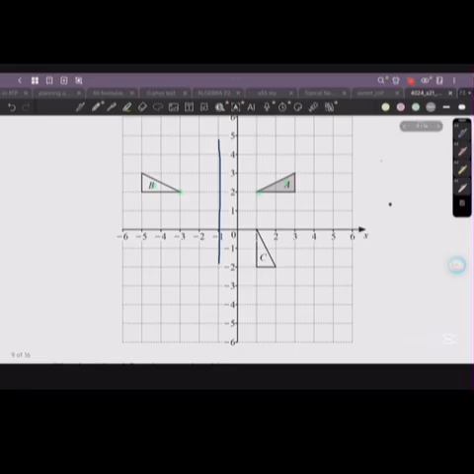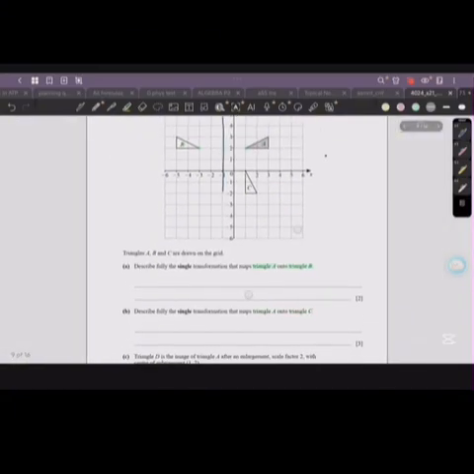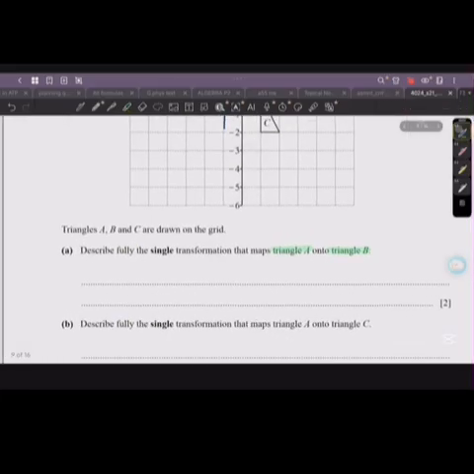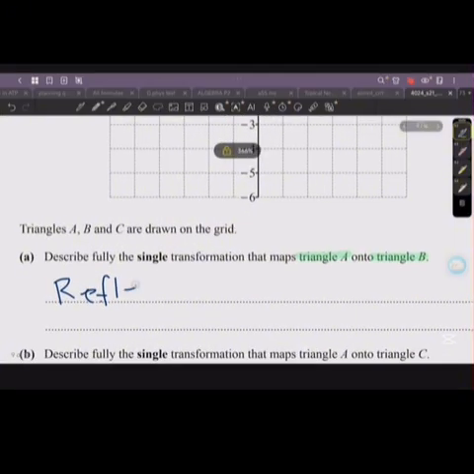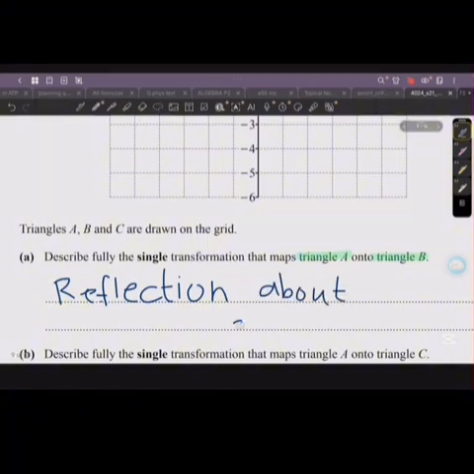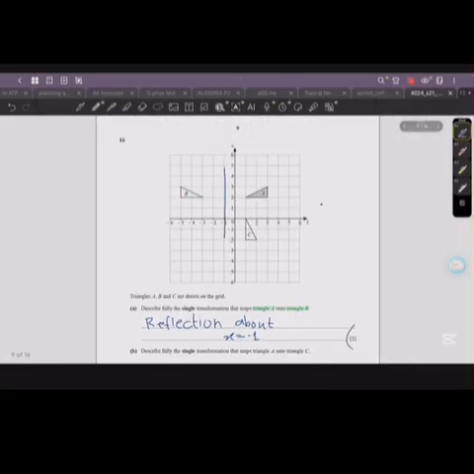The triangle A is being reflected from this point, which is -1 on the x-axis, to the triangle B where it is located. So the answer will be reflection about x equals -1. And we have secured our 2 marks over here.